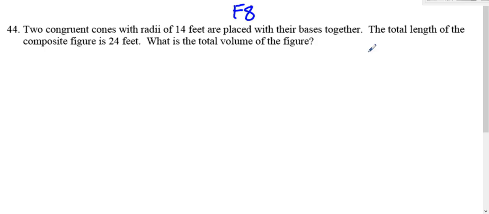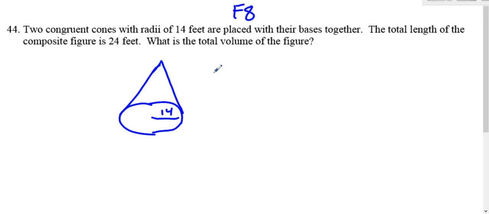We've got two congruent cones, each with a radius of 14 feet. If you just focus on one, the radius is 14. And it's a cone, so it comes up here to a point. The total length of the two of them together is 24, which means the height of one of them is half of that, which would be 12. So we have a cone, the radius is 14, the height is 12.